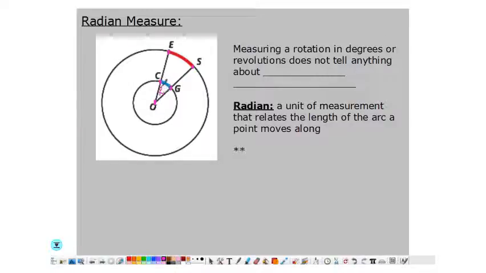We'll call our angle x degrees in the center. So even though they travel through the same angle, because the radii are different lengths, the points would travel different distances. So sometimes that can be really inconvenient. We want to know how to compare the angle to how far the point is moving. So in measuring a rotation in degrees or revolutions, that doesn't tell us anything about how far the point actually moves along the circumference of the circle.